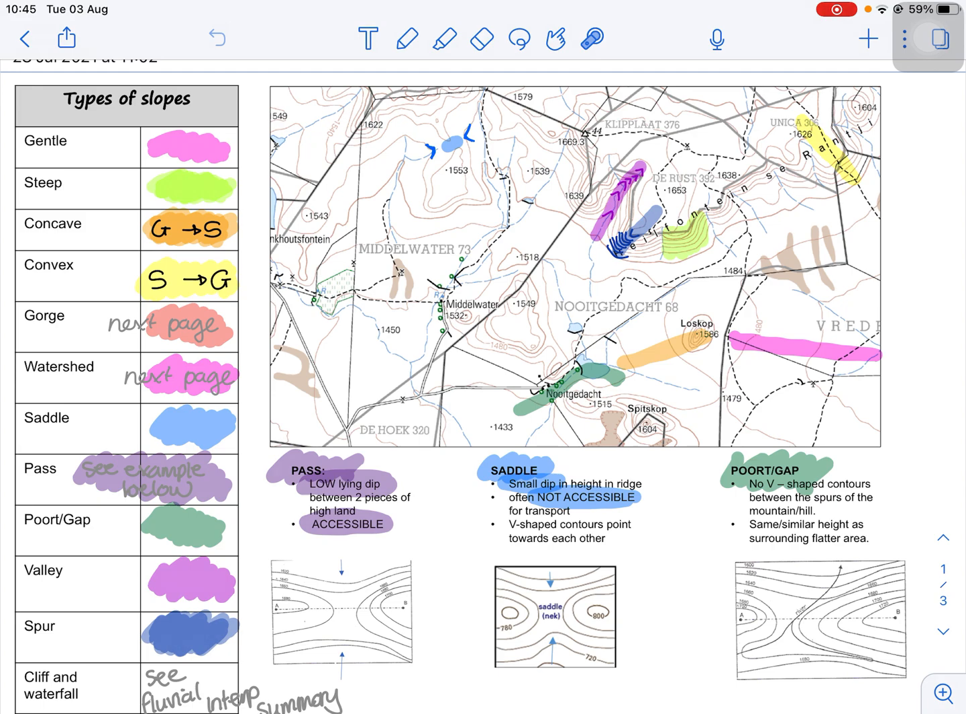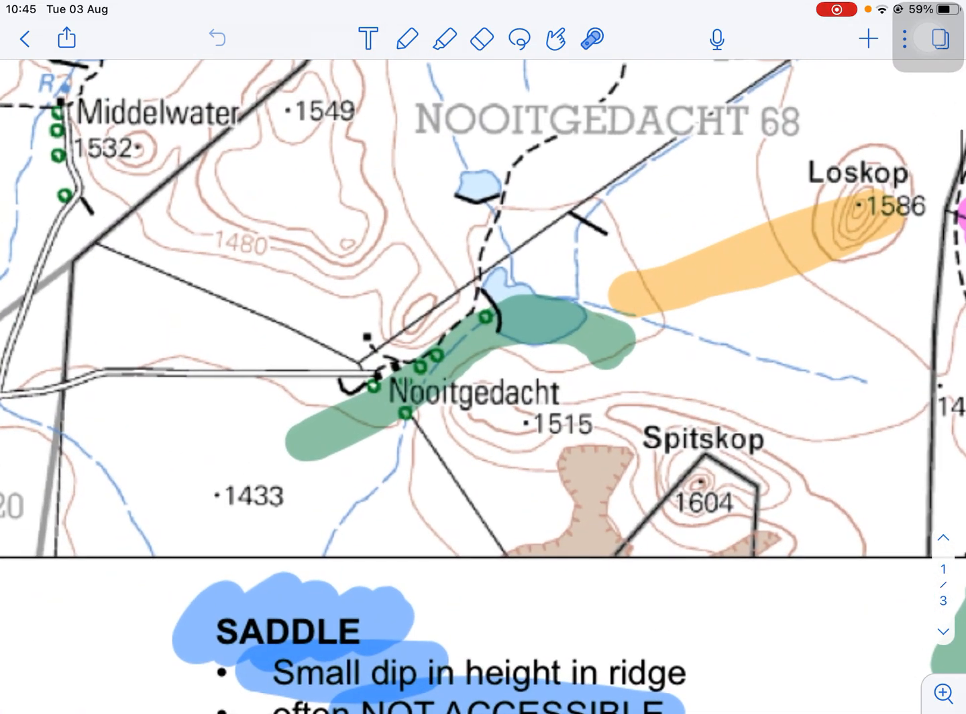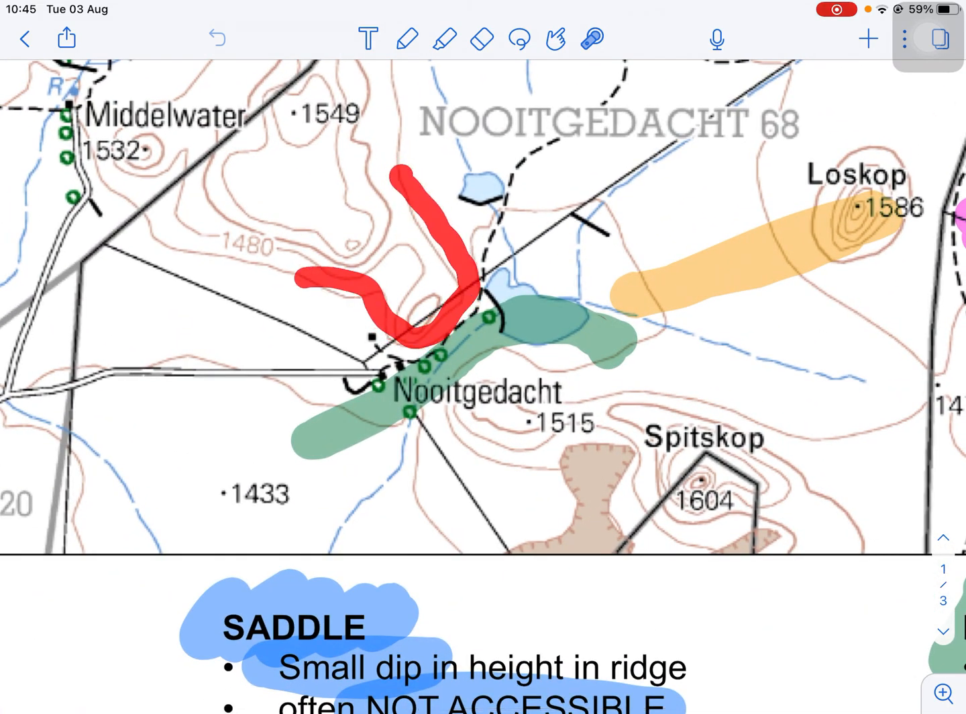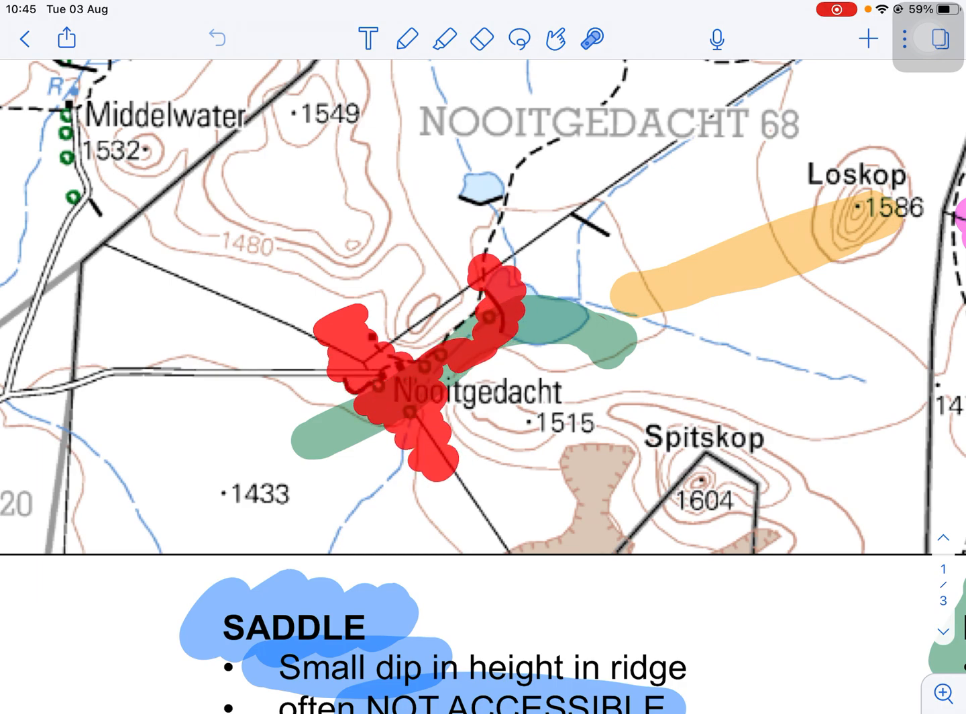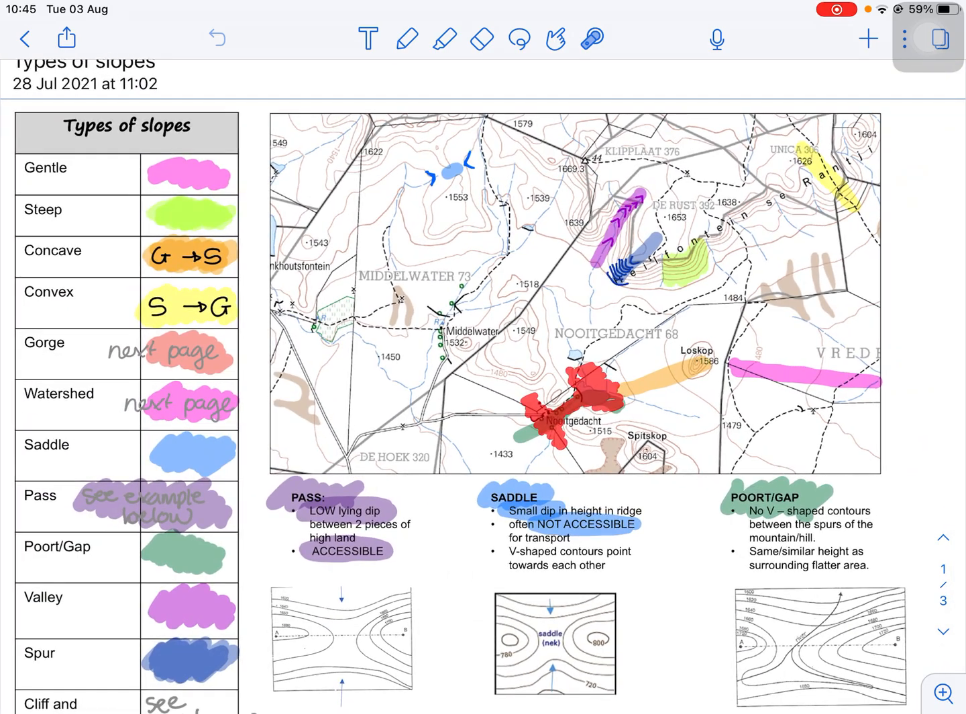Then we can see an example of a Poort. There's no pass in this example, but a Poort, and this is where we have that high-lying land on either side, and then the river has really cut through it, and you can find that the land is at the same altitude as the surrounding valley floor here. So that's all at the same altitude, and it means that you can actually pass through that gap, okay, making that a Poort or a gap.